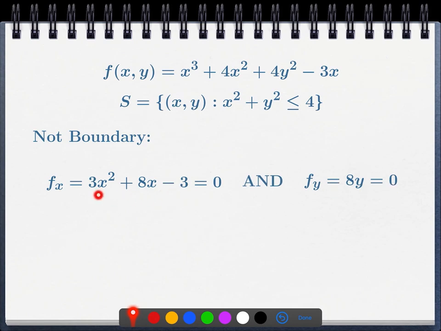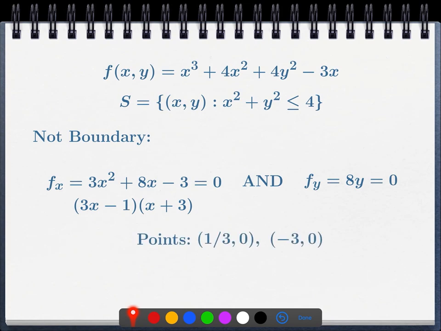This we are going to have to factor in order to figure out what's going on with x. It factors as 3x minus 1 times x plus 3. You can see that we have 3x squared minus 3, and then the middle term is 9x minus x, giving me the 8x. So where does this equal 0? This equals 0 at x equals 1/3 and at x equals minus 3. Well, y was 0 and x was 1/3 or minus 3. So when x is 1/3 and y is 0, both of these are 0. And when x is minus 3 and y is 0, both of these are 0.